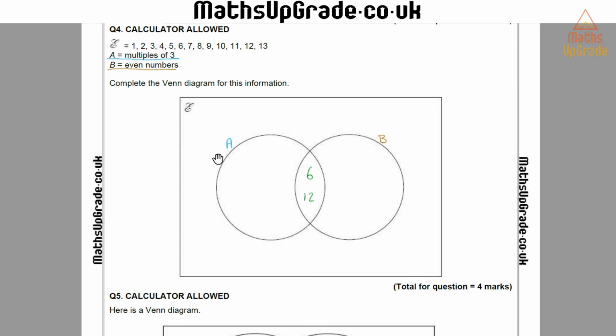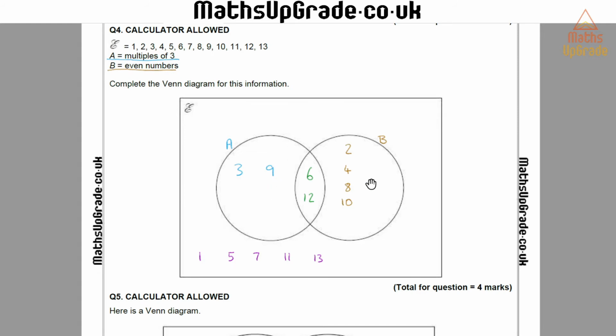Okay, and secondly, we now need to put all the multiples of 3 between 1 and 13 into region A, and all the even numbers between 1 and 13 into region B. So that's what you'd get there. All the remaining numbers that are not in A or B need to go outside of the circles but inside the rectangle. And that's 4 marks for that question.